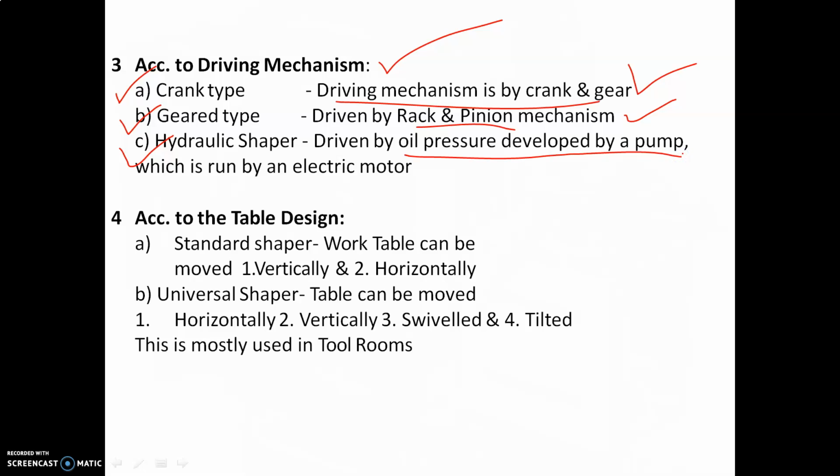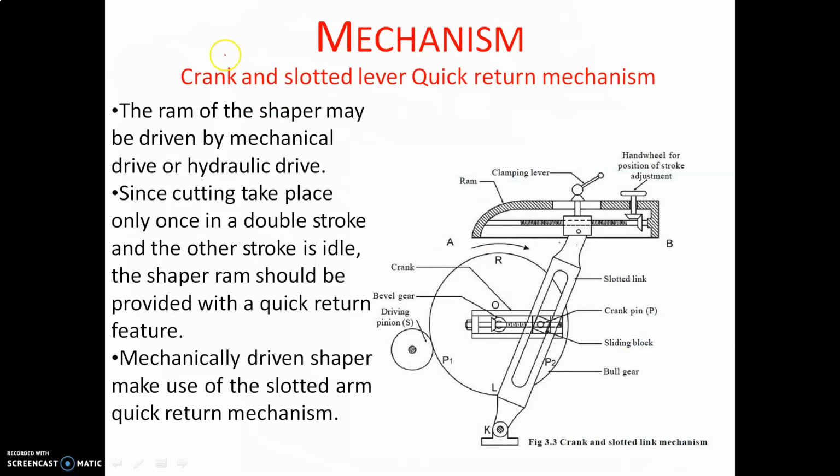According to the table design, standard shaper and universal shaper. In a universal shaper, the table can be moved in horizontal, vertical and swiveled directions, any direction. But in a standard shaper, the table can be moved only in vertical and horizontal directions. This is the main difference between standard shaper and universal shaper. Clear?